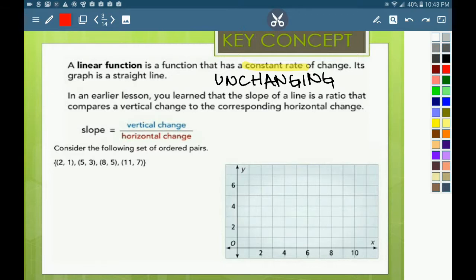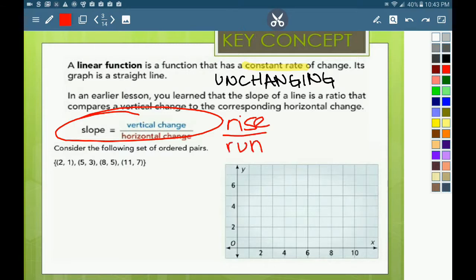In an earlier lesson you learned that the slope of a line is a ratio that compares a vertical change to its corresponding horizontal change. So remember our slope formula. Remember that's also rise over run. That's also the formula when you're given two coordinates, y2 minus y1 over x2 minus x1.